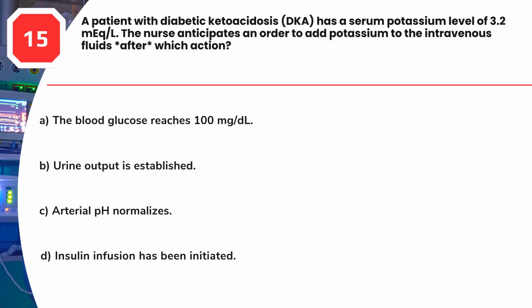Question 15. A patient with diabetic ketoacidosis, DKA, has a serum potassium level of 2 milliequivalent/L. The nurse anticipates an order to add potassium to the intravenous fluids, after which action? A. The blood glucose reaches 100 mg per deciliter. B. Urine output is established. C. Arterial pH normalizes. D. Insulin infusion has been initiated.